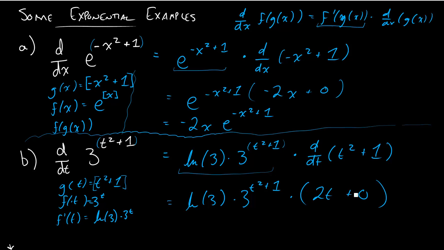2t plus 0 again. And so if I simplify that out a little bit more, it is going to be 2 times the ln of 3 times t times 3 to the t squared plus 1. And you do not have to write your 3 like that.